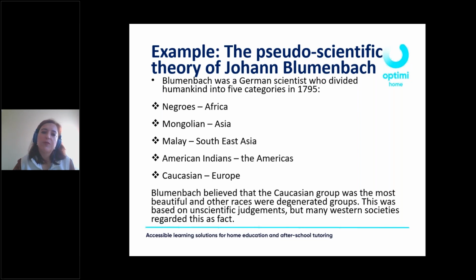Okay, one example of pseudoscientific theory is the theory of Johann Blumenbach. Now, Blumenbach was a German scientist who divided humankind into 5 categories in 1795. Right. So 'n voorbeeld waarna ons gaan kyk, en hierdie is ook in die verkenhandboek. As jy die verkenhandboek gebruik, it's in the focus textbook if you are using the focus textbook, the pseudoscientific theory of Johann Blumenbach. Nou, Blumenbach was 'n Duitse wetenskaplike gewees wat die mensdom in 5 kategorieë verdeel het in 1795.